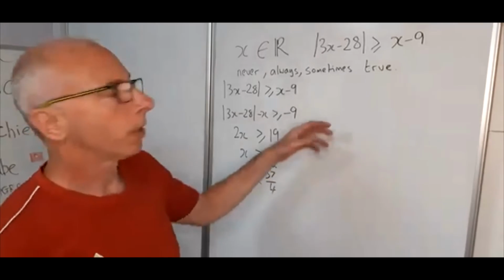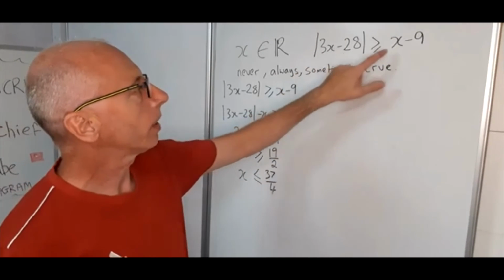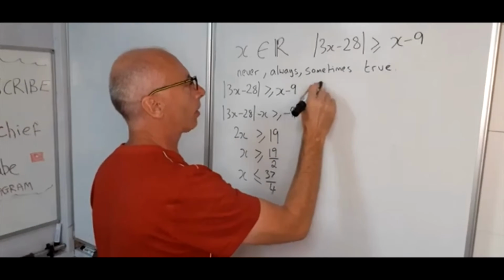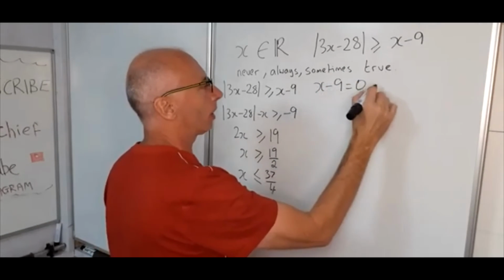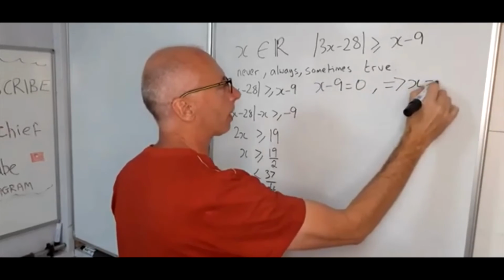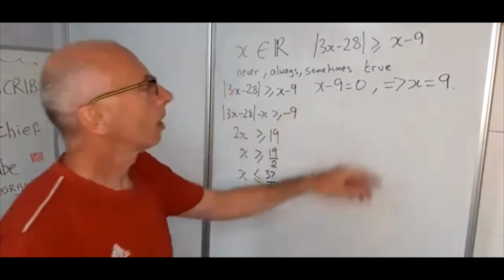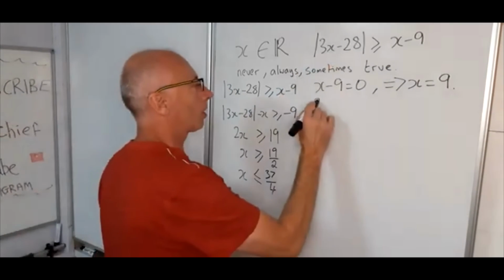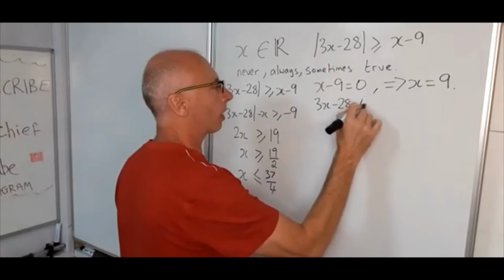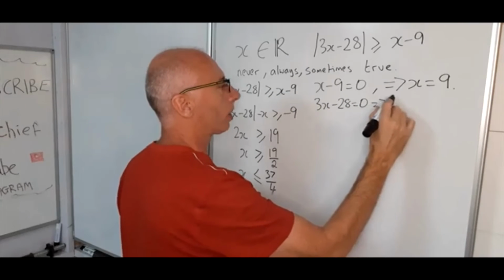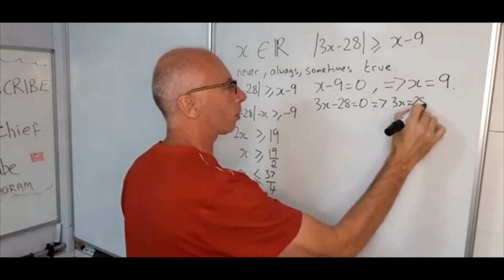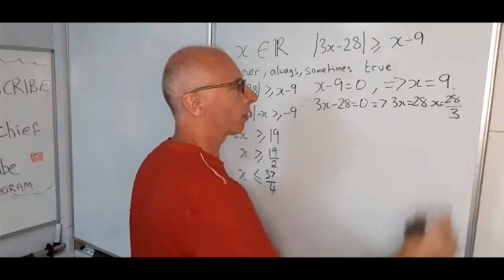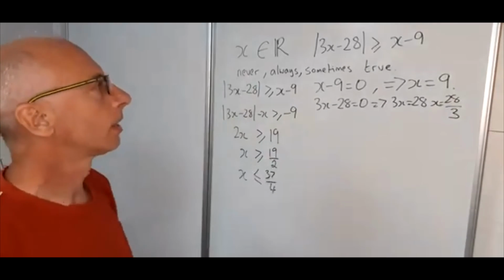Okay, so what we want to know now is when does this side and this side equal 0? Well, x minus 9 equals 0, that's pretty straightforward. That leads us to x equals 9. So that's when this one crosses the x-axis. What about this one? So 3x minus 28 equals 0. That leads us to 3x equals 28. x equals 28 over 3. So it's just over 9.